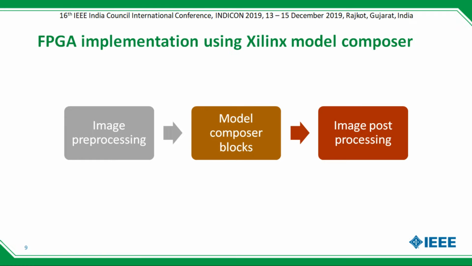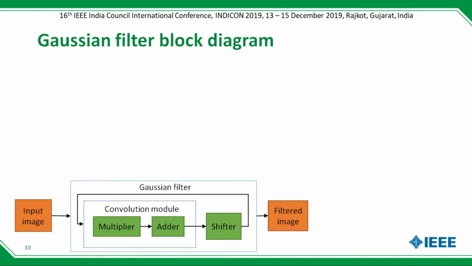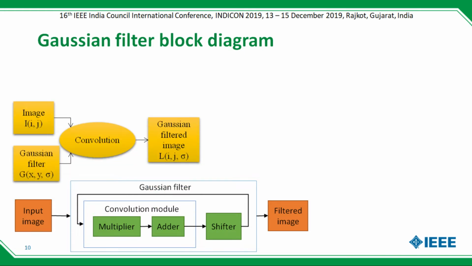The algorithm is implemented in conjunction with Vivado and MATLAB, so we get Model Composer blocks. The pre-processing and post-processing blocks include the Xilinx blocks, and the Model Composer blocks do the actual algorithm work. So the first is Gaussian filtering. The Gaussian filtering has multiplier, adder and shifter inside, with the input being the grayscale image and the output being the filtered image.